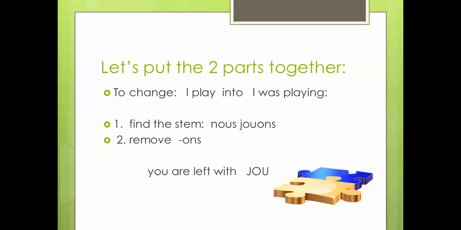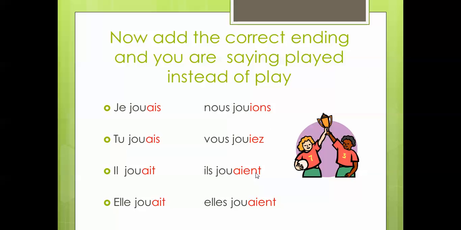Okay, let's put the two parts together. To change I play into I was playing, you're going to look at the nous form of the present tense, which is nous jouons. Remove the ONS and you're left with JOU. Okay, and this is what the verb chart would look like. Je jouais, tu jouais, il jouait, elle jouait. Nous jouions, vous jouiez, ils jouaient, and elles jouaient.